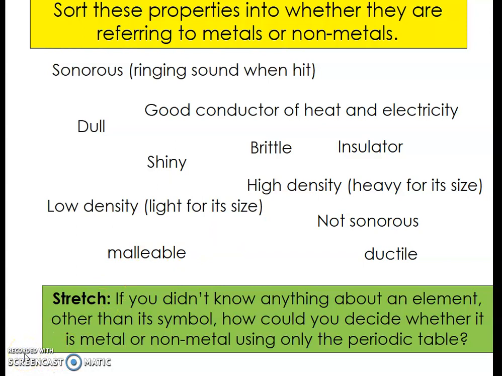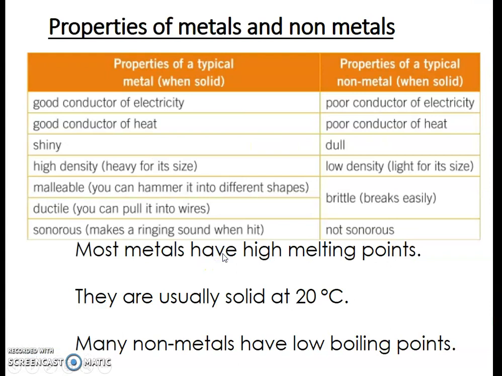Okay, so let's have a quick look then. So what you should have had is a table that looks similar to this. So you've got properties of a typical metal and properties of a typical non-metal. So metals are usually good conductors of electricity and heat. They are shiny. So if you look at any metal, you can probably see some around you now. It's typically shiny. High density, meaning that it's quite heavy. So if you lift up a piece of metal, typically it's quite heavy. I know if you pick up jewellery, it's not going to be.